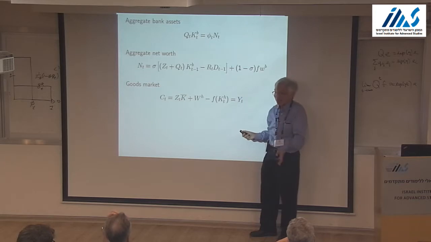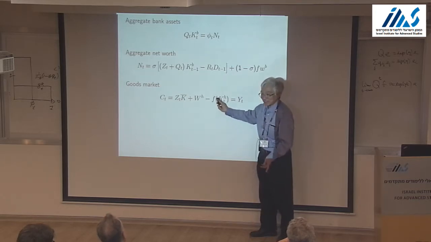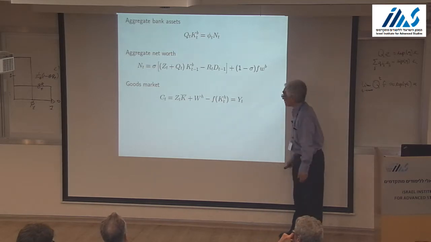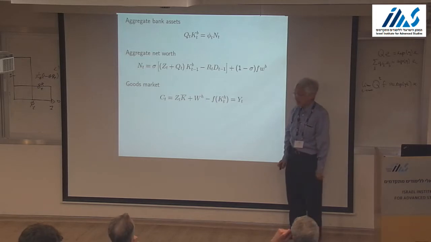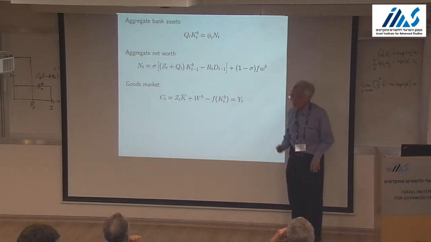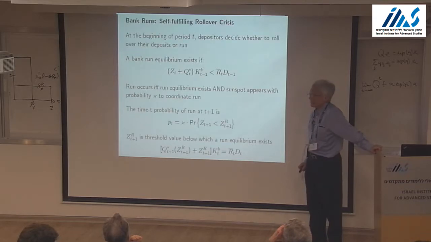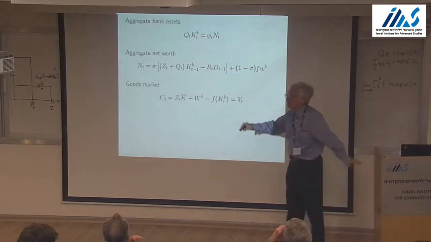It's almost an endowment economy, except the wedge is fluctuating, basically the debt weight is fluctuating. So that's the model. So what is a bank run?